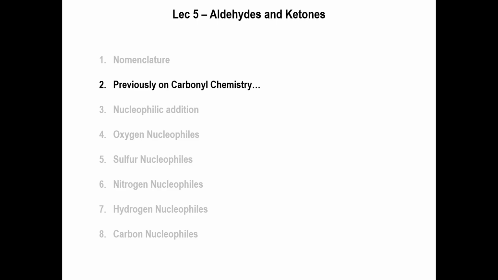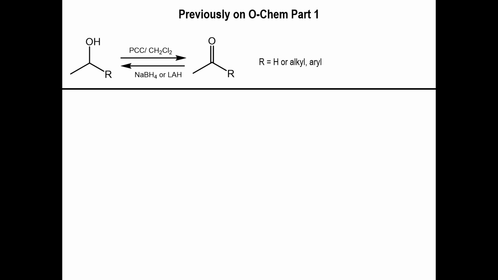Welcome back. We're going to now talk a little bit about chemistry that you have seen in the past as it pertains to aldehydes and ketones. So the first reaction I want to revisit is the oxidation of alcohols into carbonyls. Specifically, if you start with a primary alcohol, you could treat that with pyridinium chlorochromate, or PCC for short, in the absence of water, and it will give you the corresponding aldehyde.